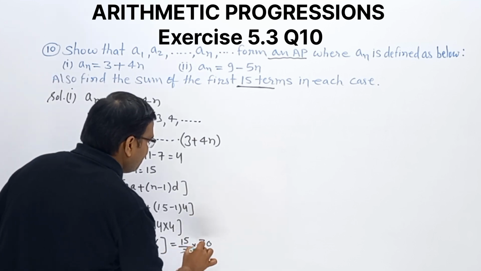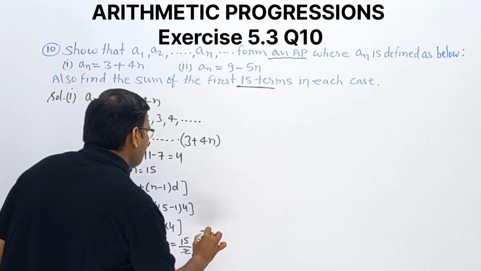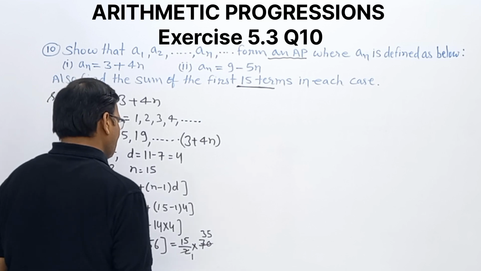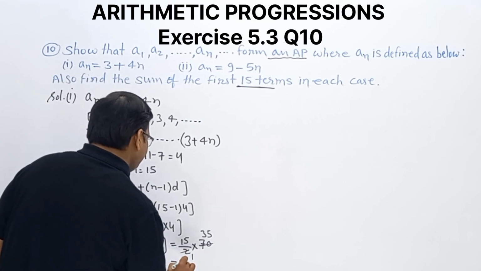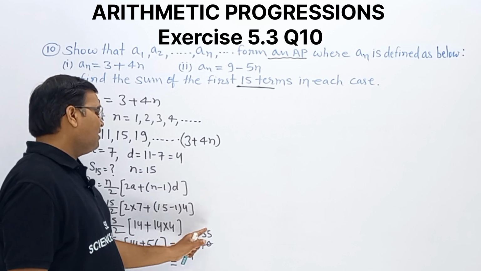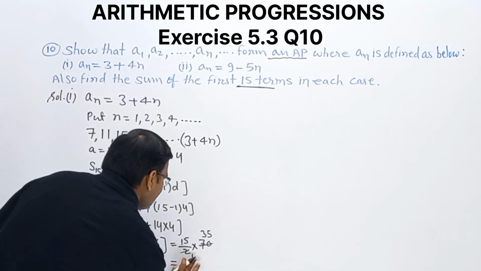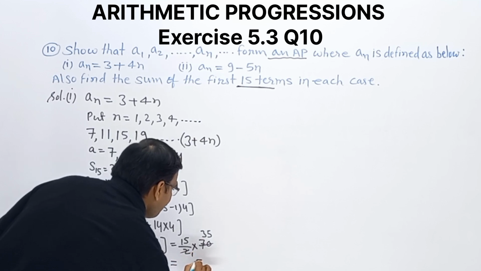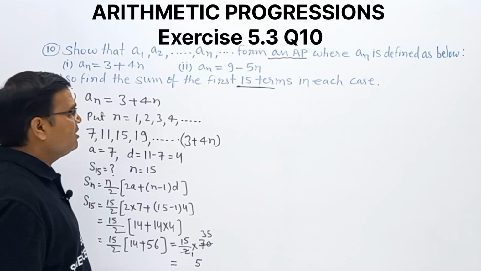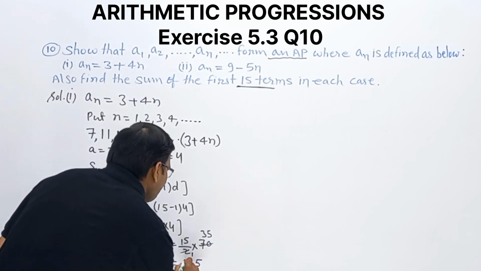Solve from 2: 2 ones are 2, 2 threes are 6, half of 70 will be what? 1 is remaining, 5 times 35 it is going. Multiply 15 and 35. 15 times 5 is 75, 7 is remaining. 15 times 3 is 45. 45 plus 7 is 52.